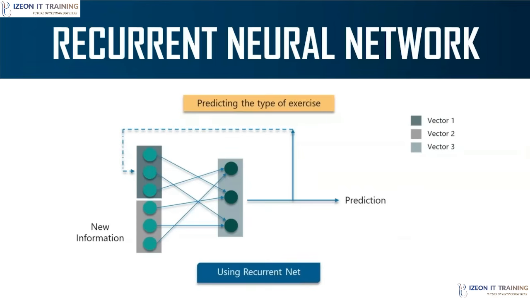On feeding some inputs to the neural network, you'll go through a few functions and you'll get the output. So you're predicting the output based on past information or your past input. That's how recurrent neural networks work.